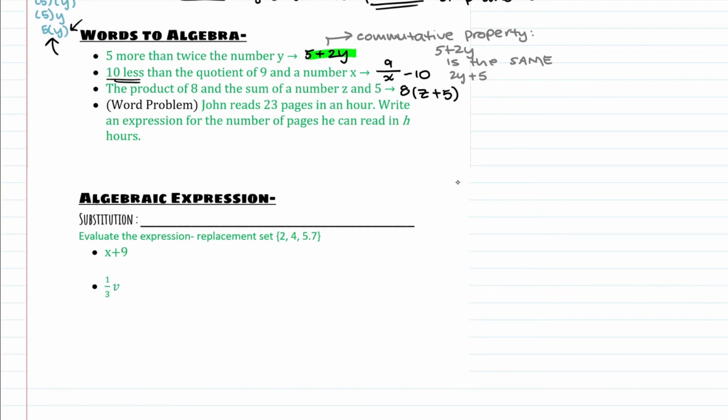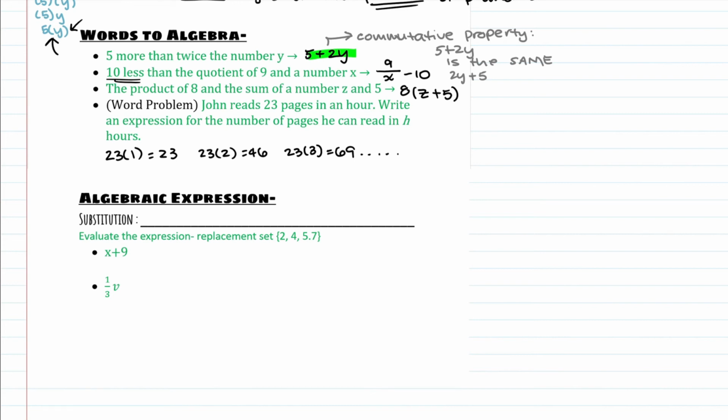So we know that in 1 hour, John can read 23 pages, right? Because it says in an hour. Now we know that if he reads 2 hours, he would read double the amount, which is 46. If he reads 3 hours, then it will be 23 times 3, which would be 69. We could just do this on and on. However, there's an easier way of writing this.